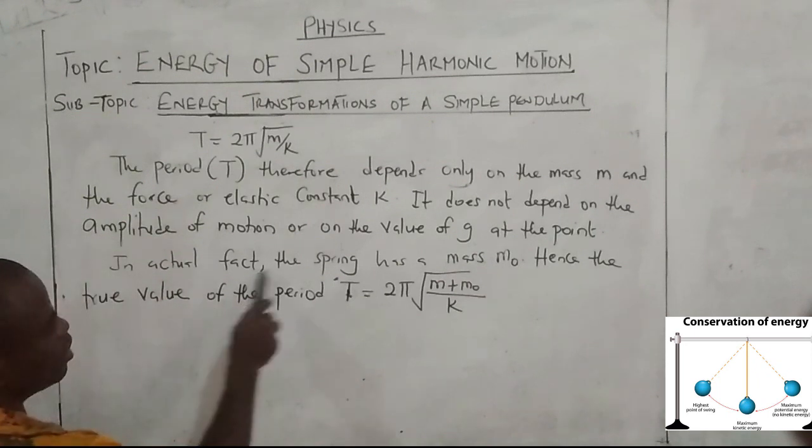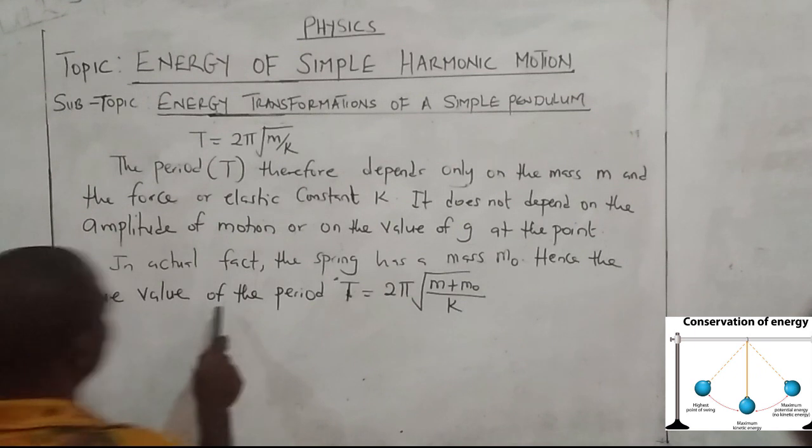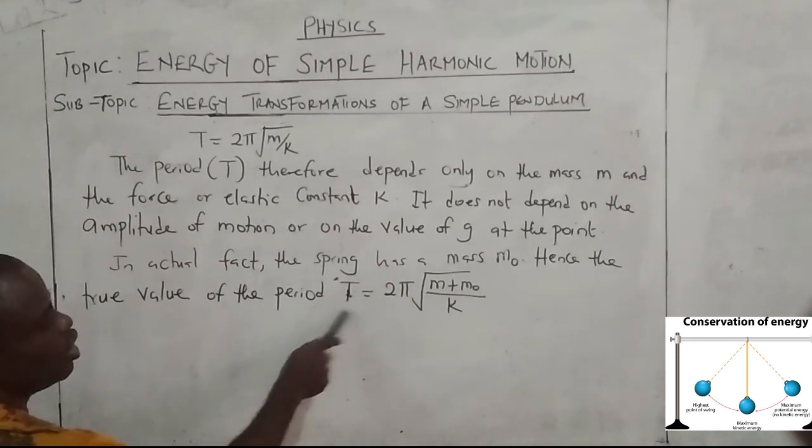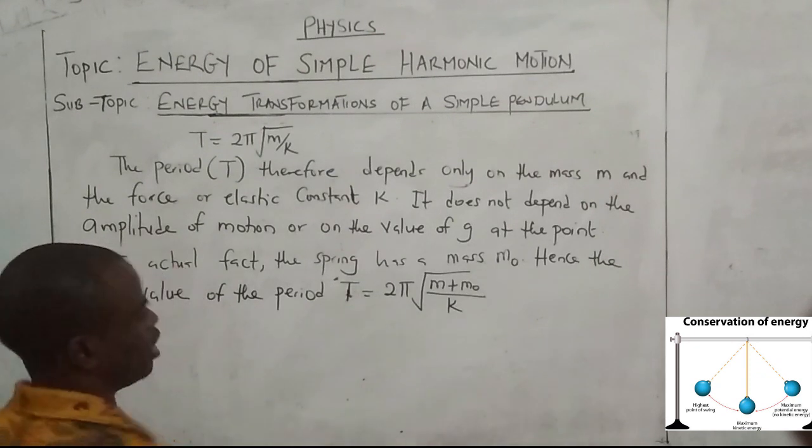In actual fact, the spring has a mass m0, hence the true value of the period T equals 2 pi square root of m plus m0 over k.